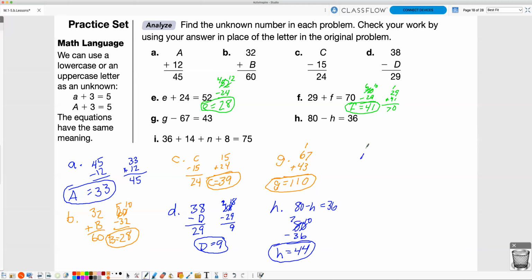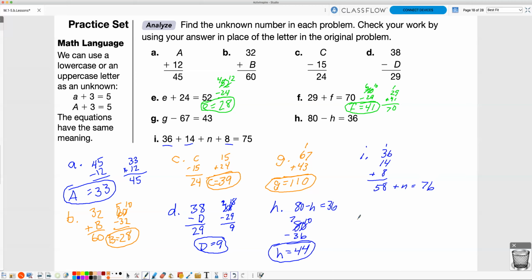And then letter N. I need to add 36, 14, and 8. So I'm going to do that right now. 36, 14, and 8 before I can determine what the value of N is. I have to do those first. So that's 12 plus 6 makes 18. This would be 1 plus 3 plus 1 makes 5. So that means this piece is 58 plus N, which equals 75.